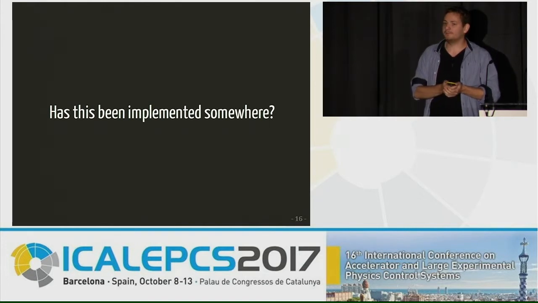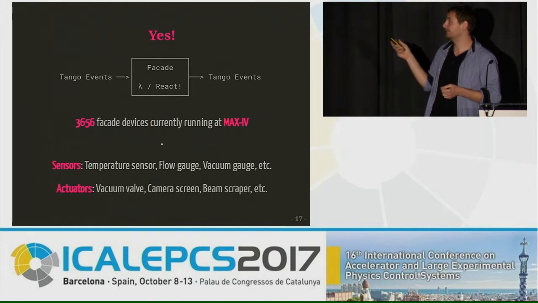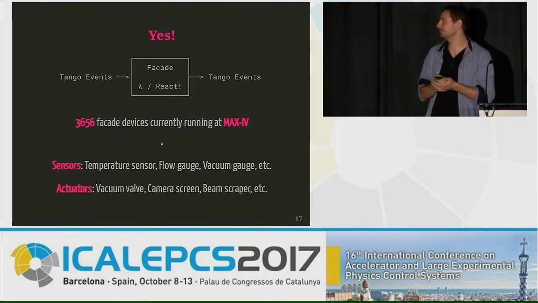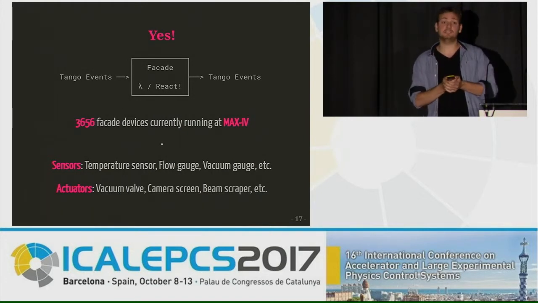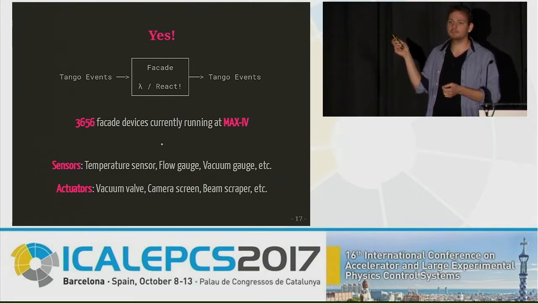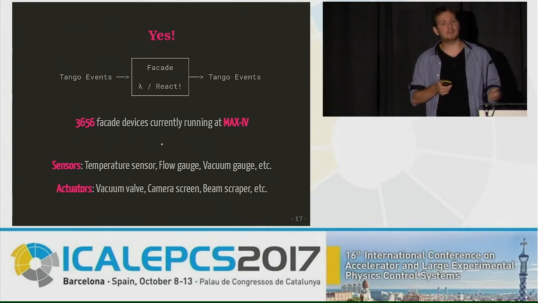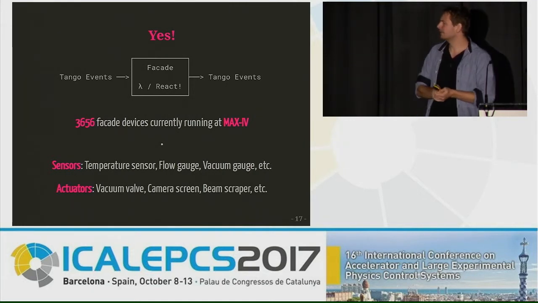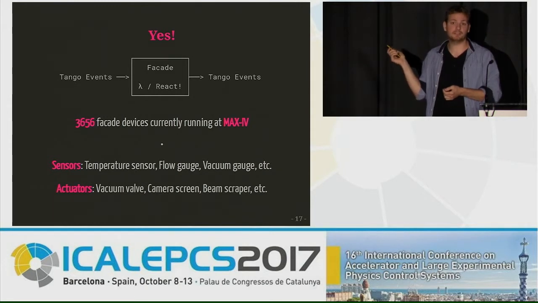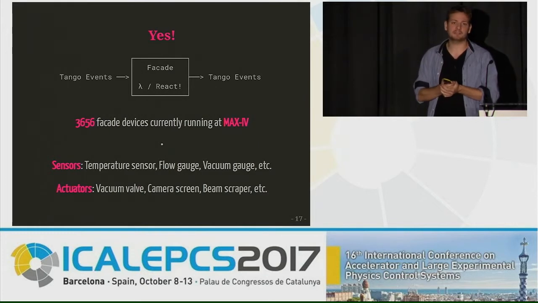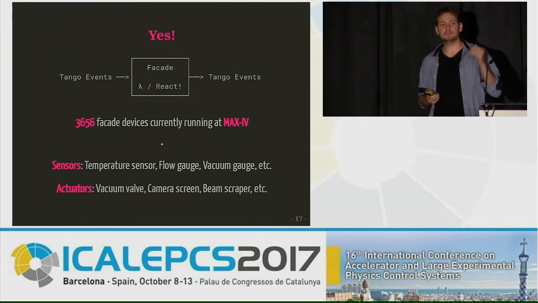And if I'm talking about this, it's because that's been implemented at MAX IV as part of its monitoring system through so-called facade devices. Those facade devices are actually Tango devices that will subscribe to Tango events and publish Tango events. There are more than 3,000 such devices running at MAX IV, and they're mostly sensors and actuators in practice. So they will represent equipment at a higher level.